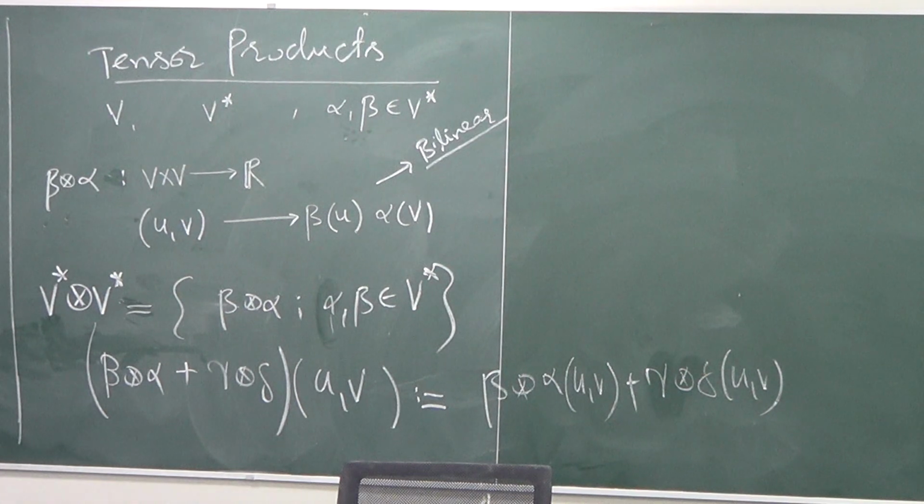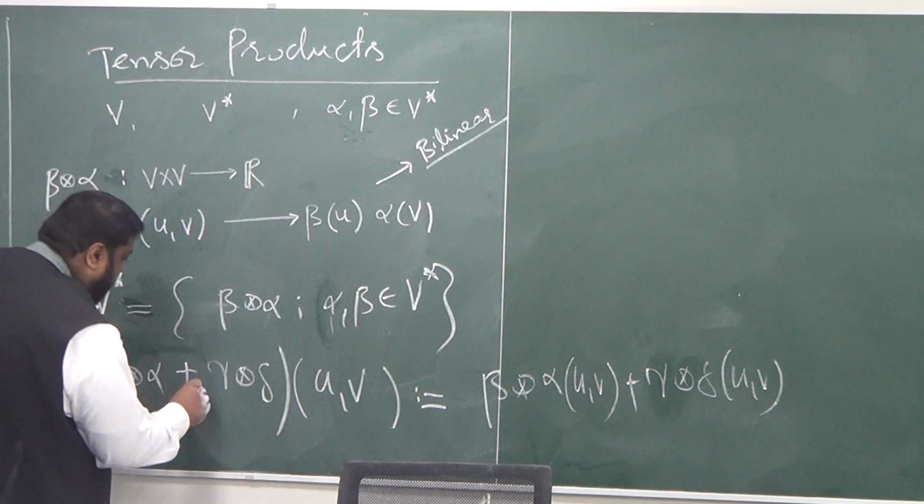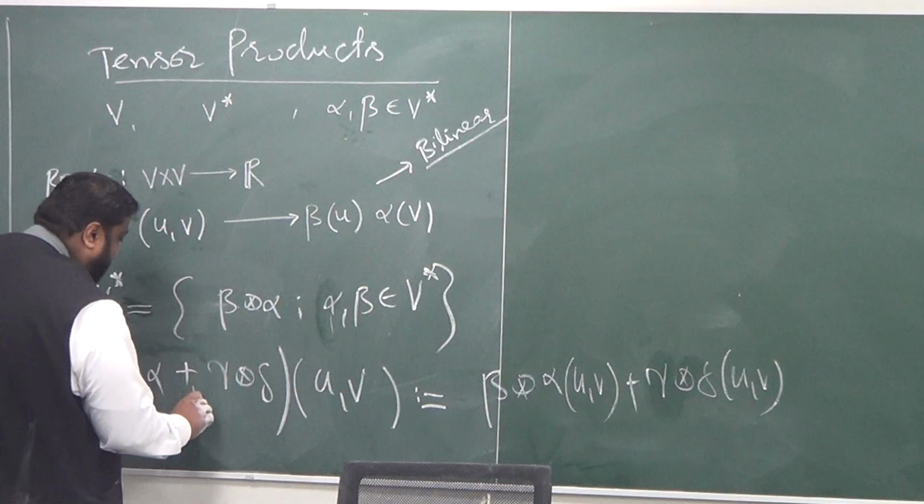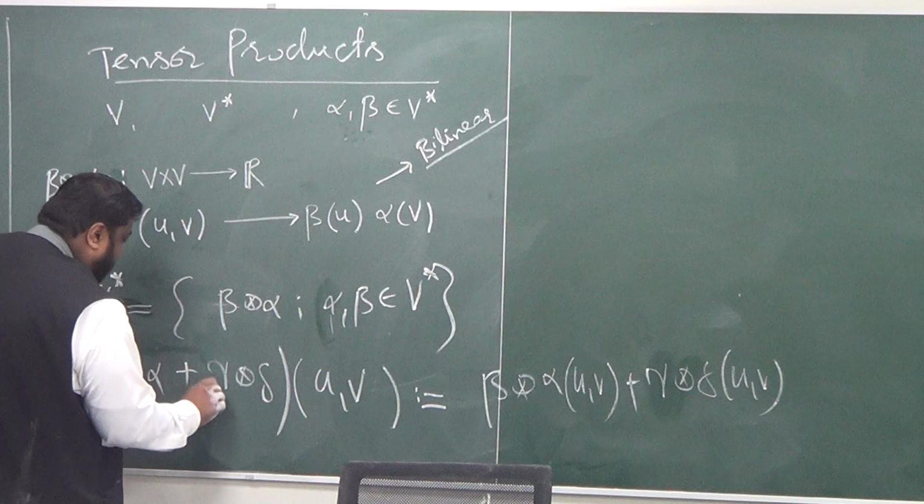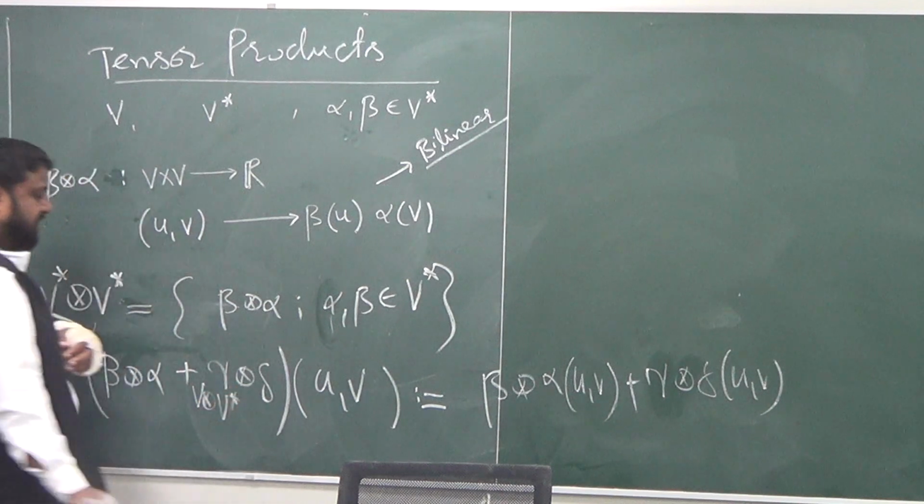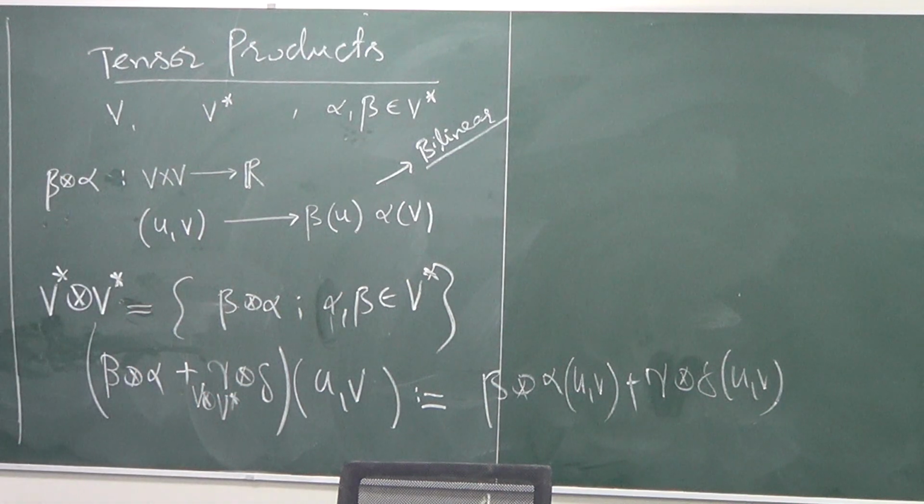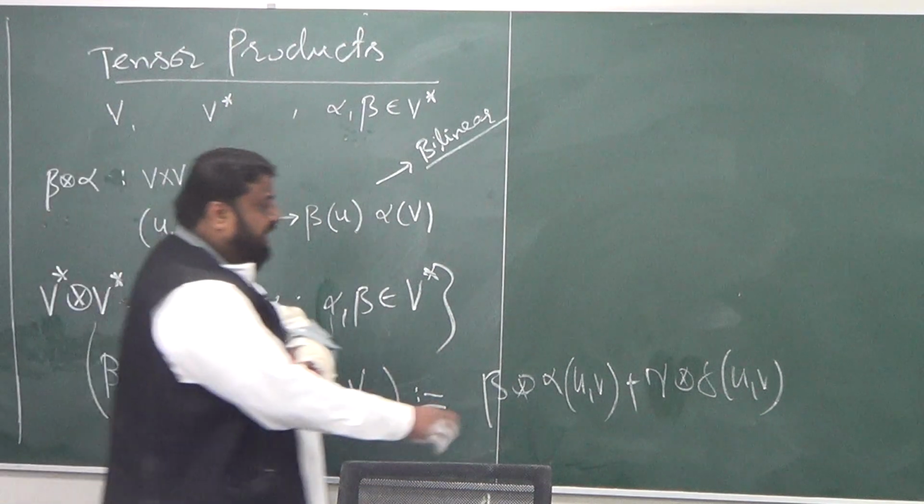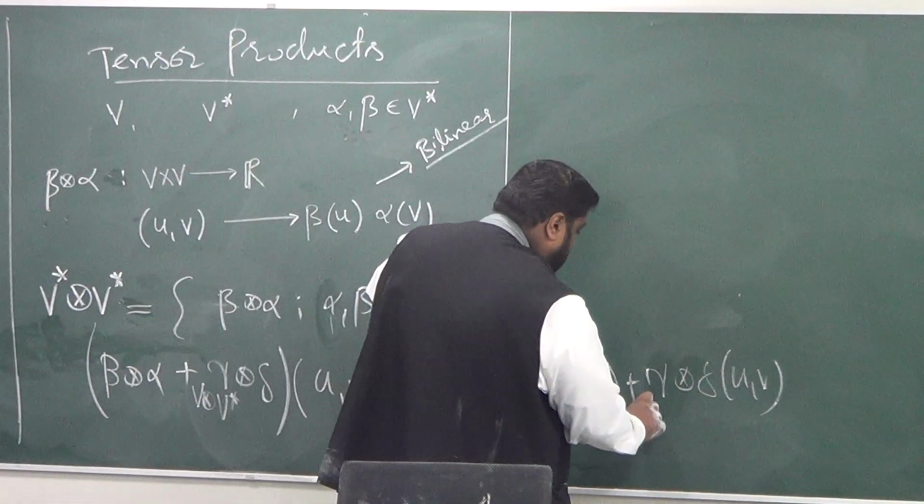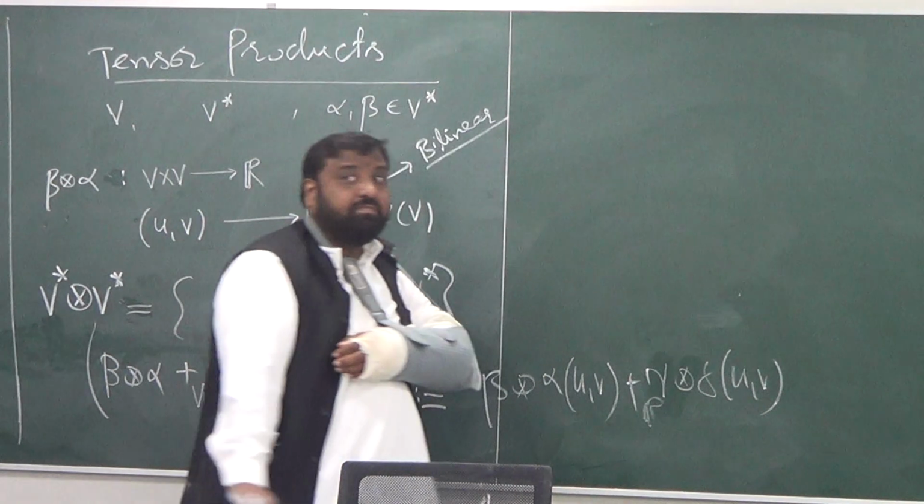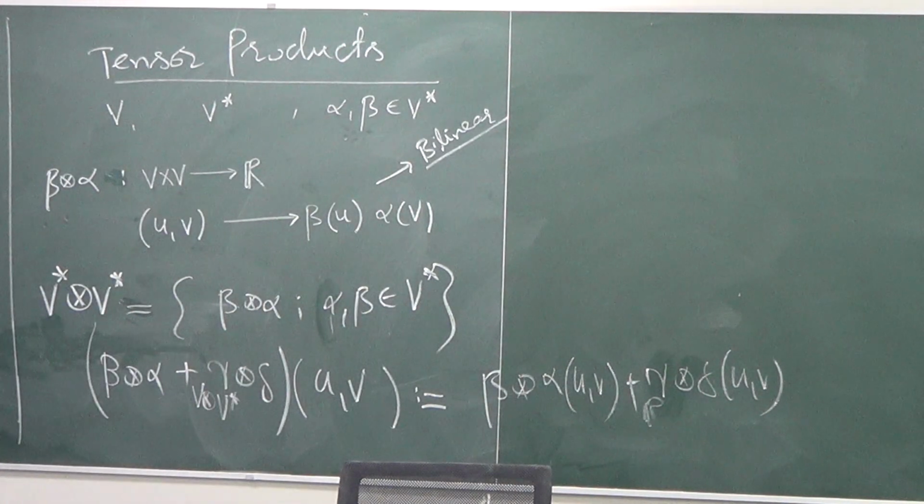You can show that this is well defined, but you have to be careful. This plus we are defining in V star tensor product V star actually, while this plus is where? This plus is in R, because they give you numbers again. You getting the point?